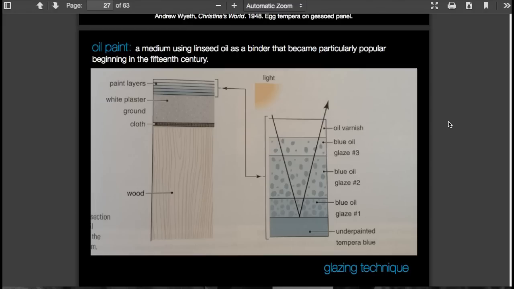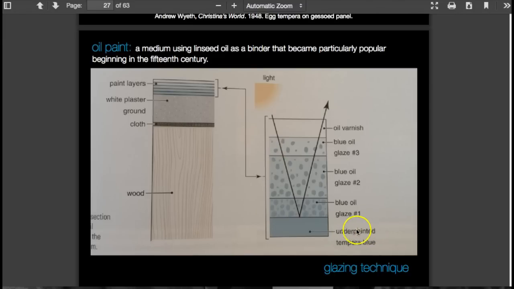And this is where we have layers upon layers of paint. Some are much thinner layers, and it allows the light to bounce through, and these paintings seem to almost glow from within. So this gives you a little idea of what this looks like. We have the cloth, we have a ground of plaster, and then we have these layers of paint. And this is an idea of what it would look like.